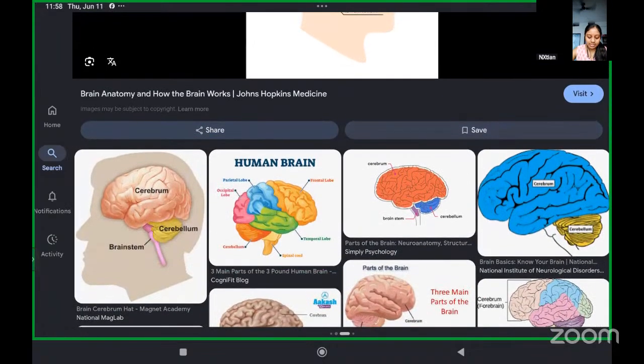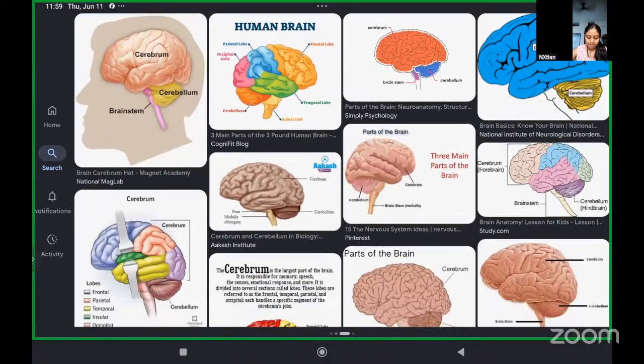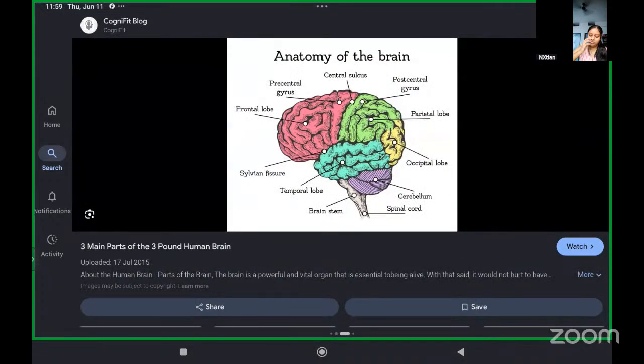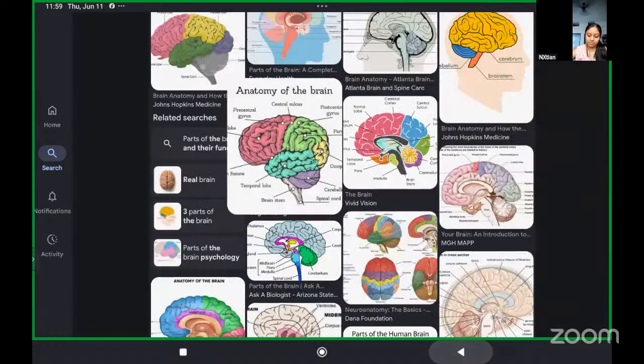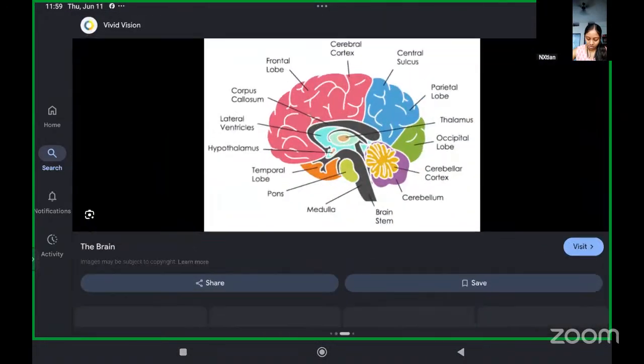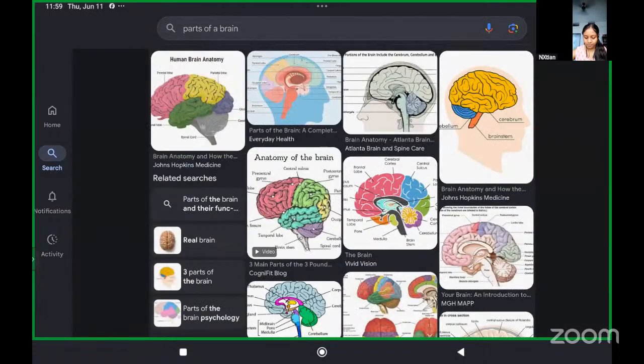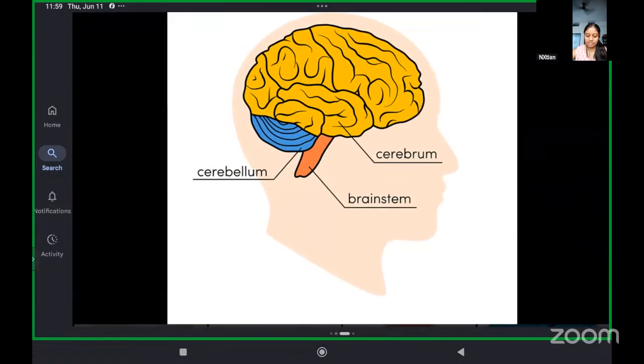Inside the cerebrum and cerebellum, we have all the other parts that control different functions of our body. You can see here there are so many parts, but the three main parts, cerebellum, cerebrum, and brainstem, you can memorize. You don't have to learn the 10 names here right now, but you can just learn these three names. These are the three major parts of the brain.